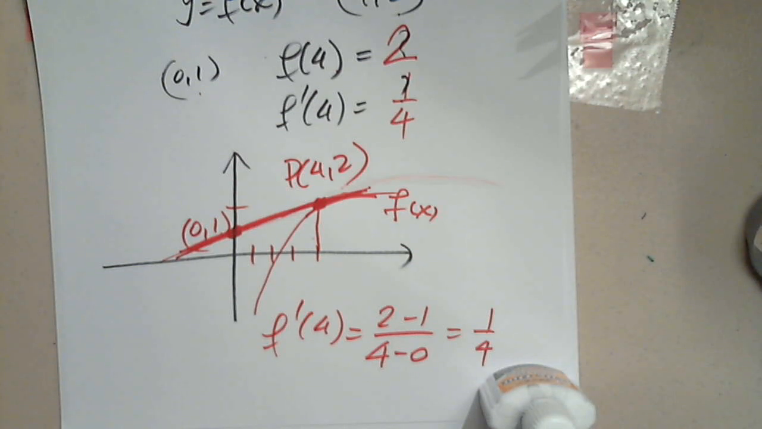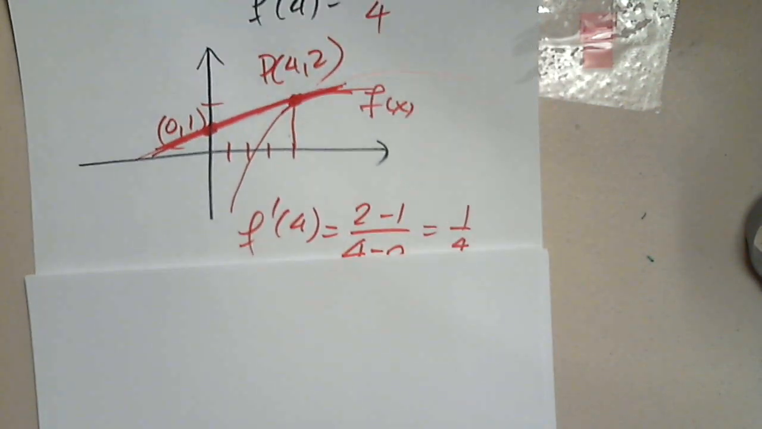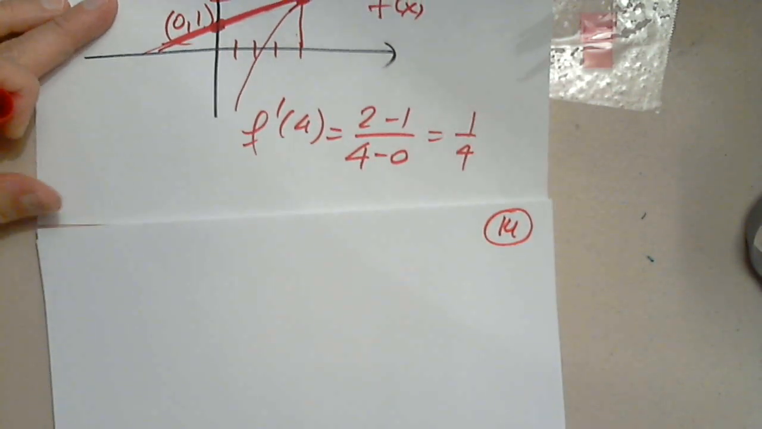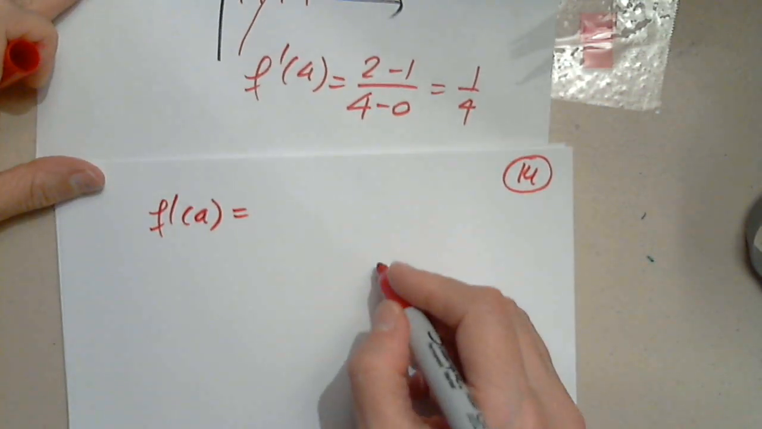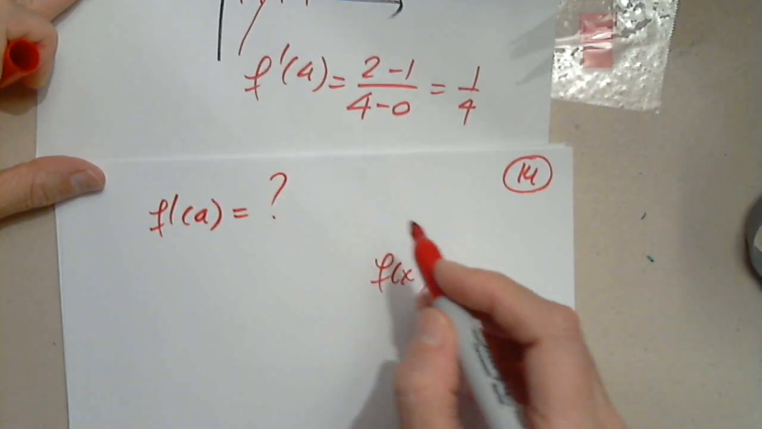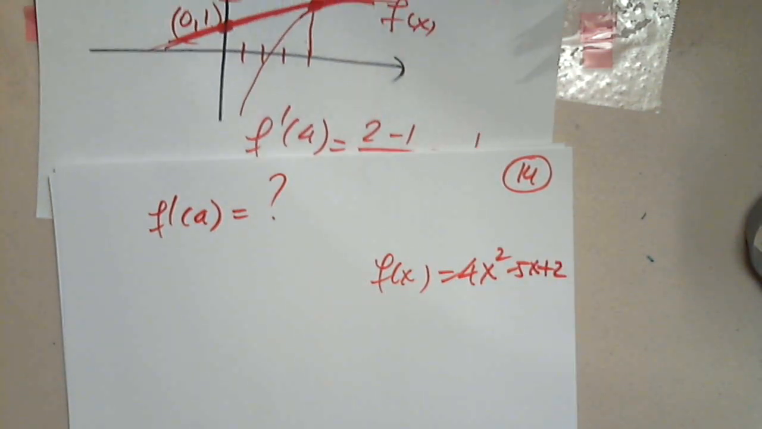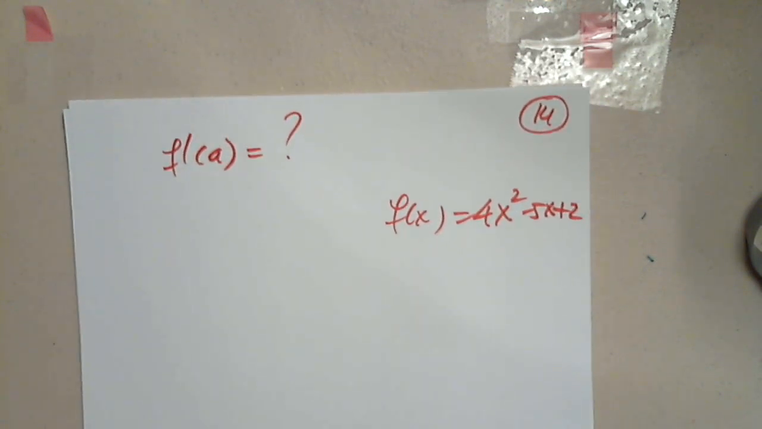Could do another one from that same section. Sure. So it's: find f prime of a, where the function is f of x equals 4x squared minus 5x plus 2. And I'm assuming they want the definition because at that time we did not know differentiation rules.